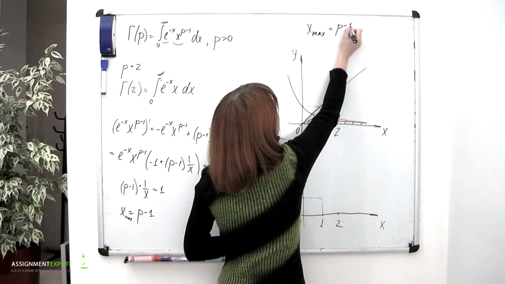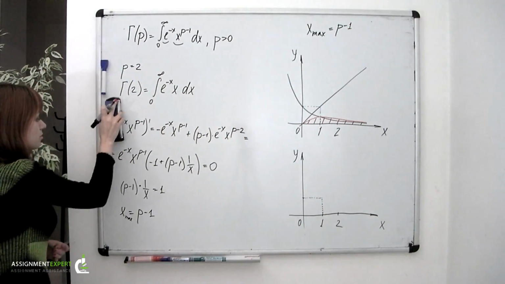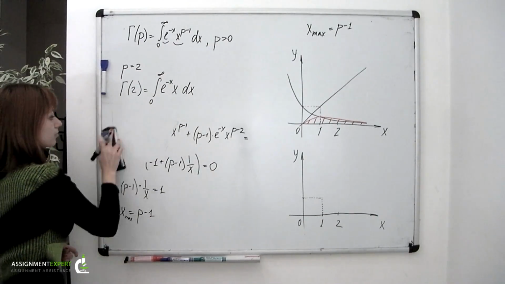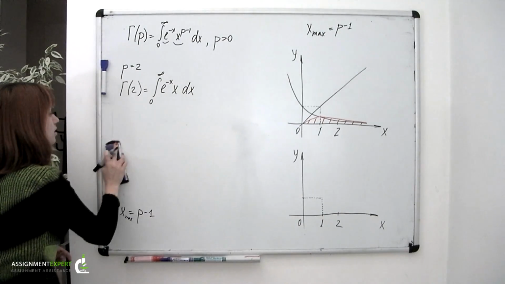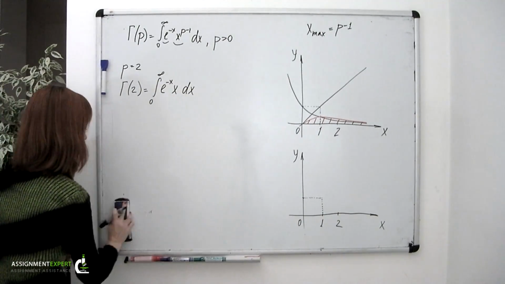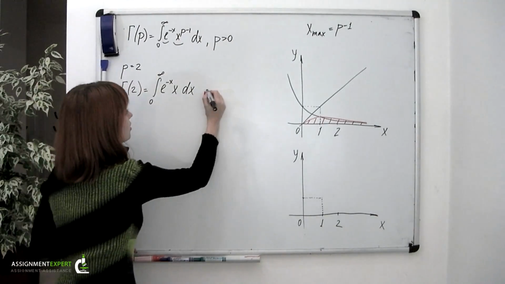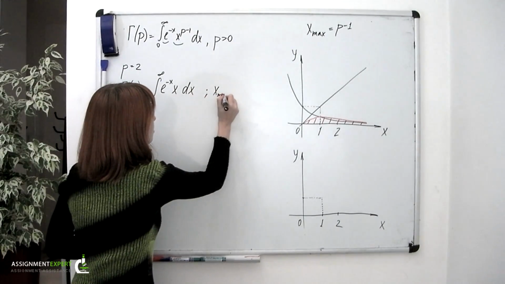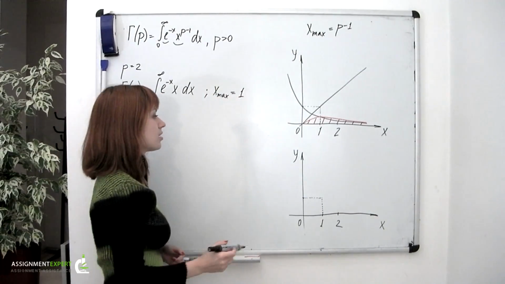x max equals p minus 1. So for the case we have been considering, the x-coordinate of the maximum is p minus 1, but p equals 2, and that means that x max here equals 2 minus 1, which is 1. And that is what we have.